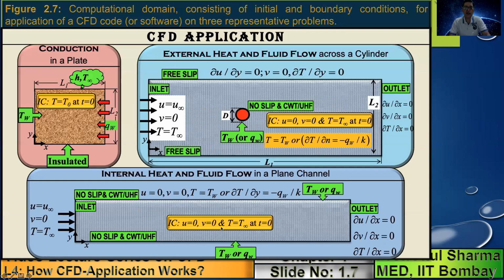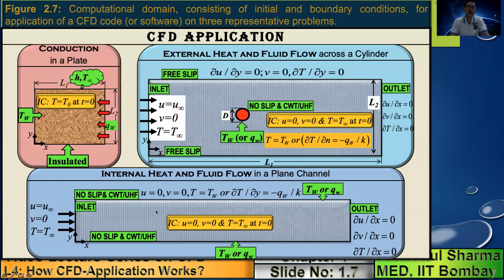The initial condition in this case is also taken as the fluid is considered stationary and at an ambient temperature. Note that the fluid is entering at an ambient temperature. Initial condition is also ambient temperature. And the top and bottom wall are subjected to certain thermal boundary conditions.